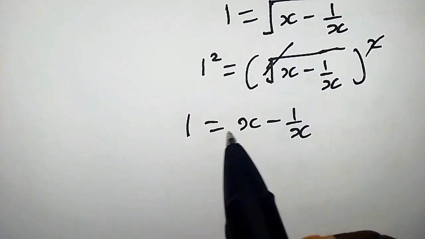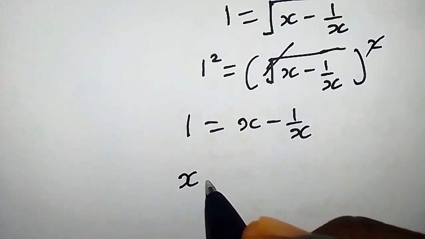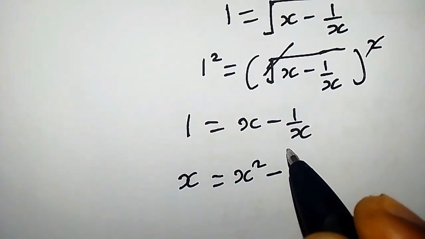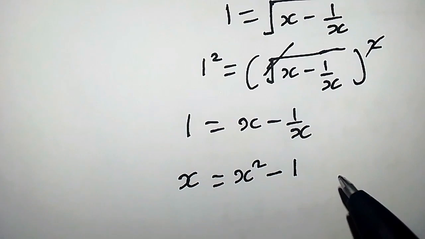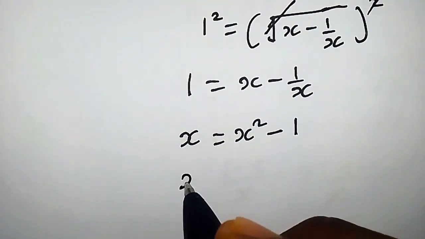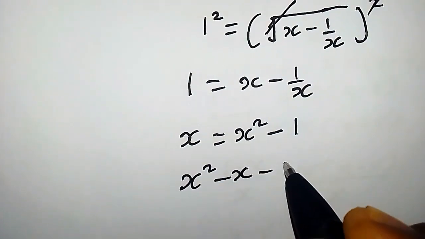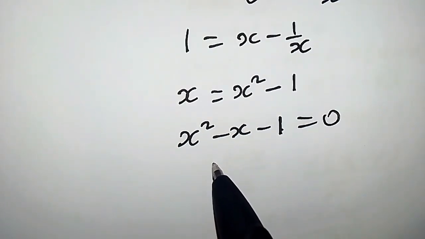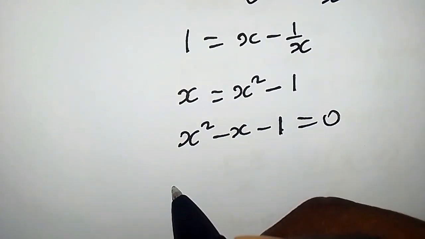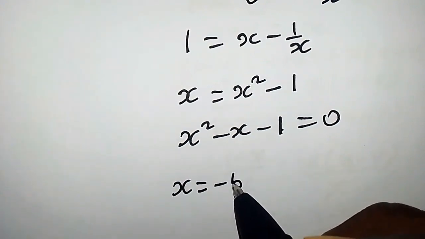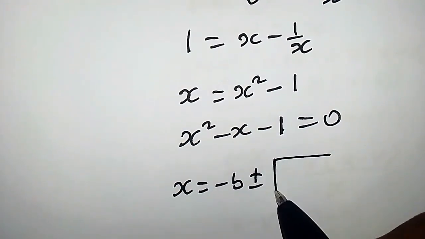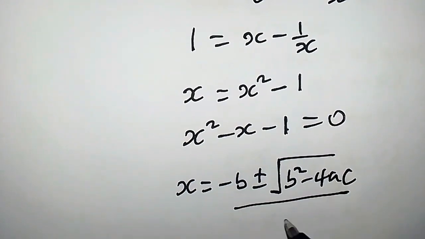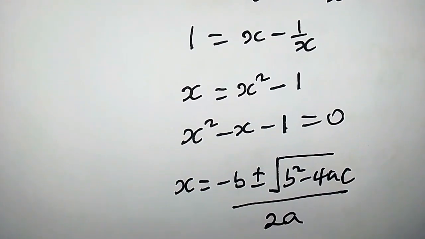So let's multiply both sides by x. We're going to have x is equal to x times x, that is x squared, minus x times 1 over x, that is 1. Rewriting this, we're going to have x squared minus x minus 1 equals 0. We can now solve this using the quadratic formula. So record that x is equal to minus b plus or minus square root of b squared minus 4ac over 2a. This is the quadratic formula.